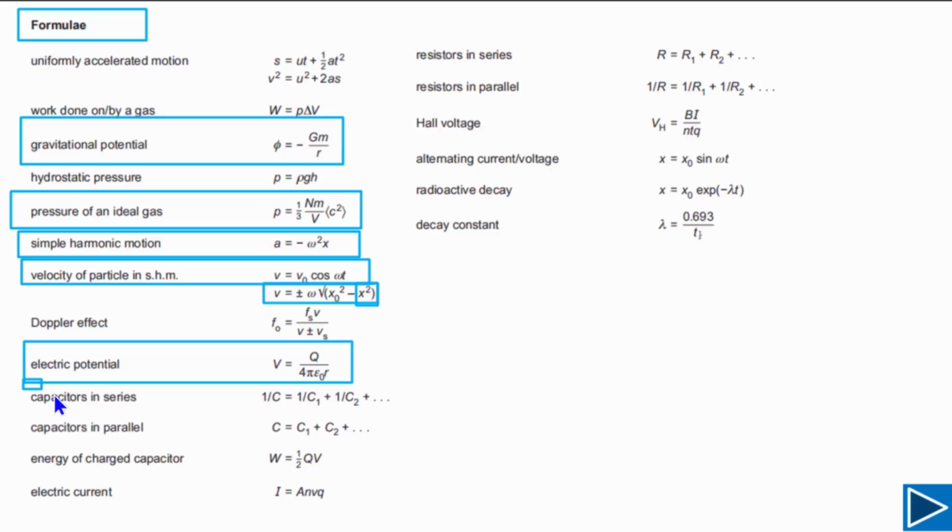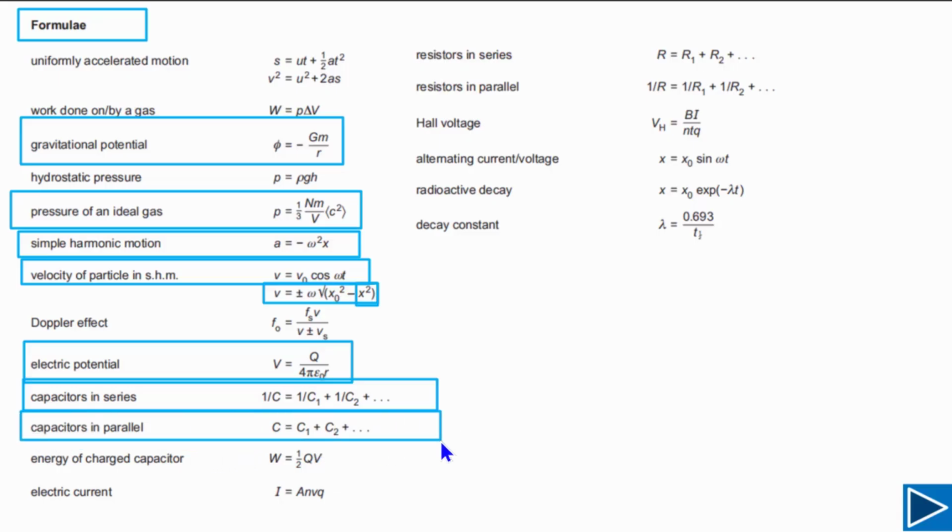And next one is about capacitors in series. Very basic formula. You also need to understand how to derive this one. And the next one is about capacitors in parallel. You also need to understand how to derive this one as well. And the next one is about energy stored in a charged capacitor. Q is the charge on a single plate of the capacitor, and V is the potential difference between the plates.